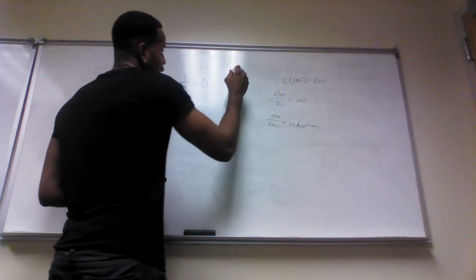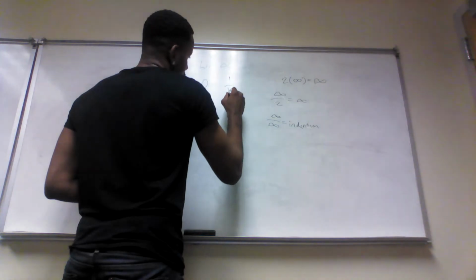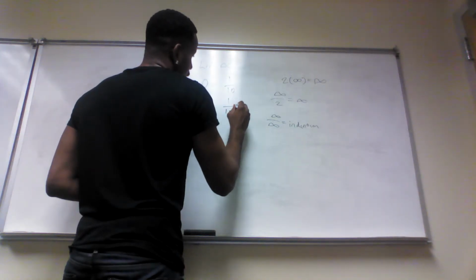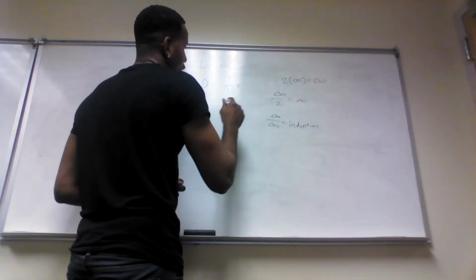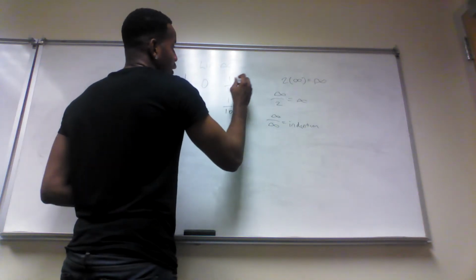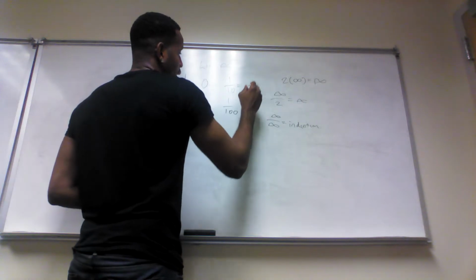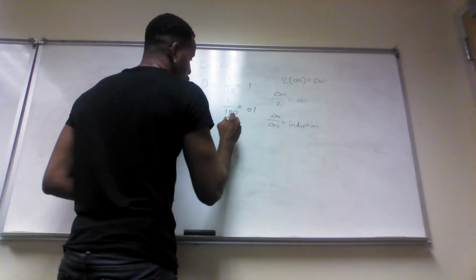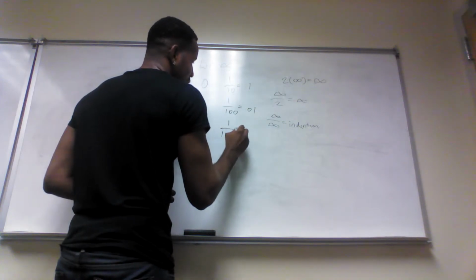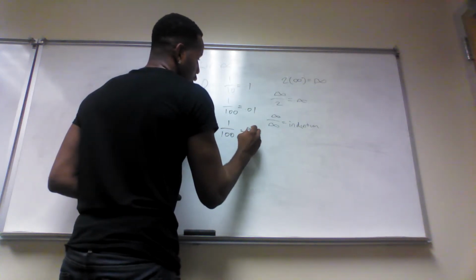The reason being that if you have 1 over 10, 1 over 100, it's just going to be how long it takes before it actually reaches 0. So you have 1 over 10 would be 0.1, 1 over 100 would be 0.01, and then we have 1 over 1,000, it's going to be 0.001.